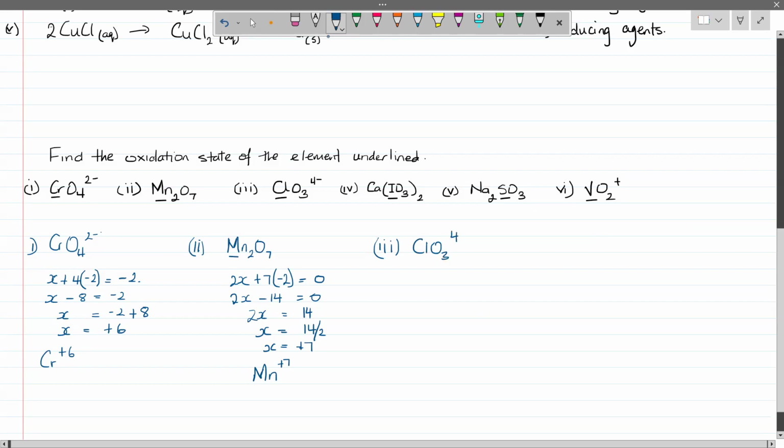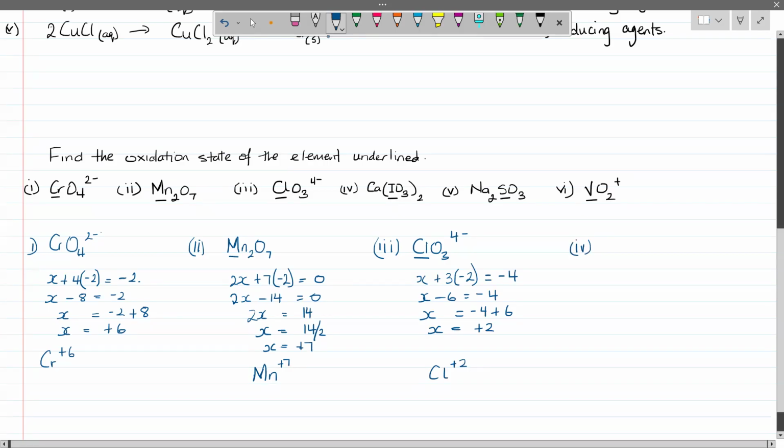ClO3 4 minus, and we're looking for the Cl. We represent this with an X. We know oxygen, there's 3 of them, and the oxidation number of oxygen is -2. Now, you see the charge here? So we put it equal to -4. So X, 3 by -2 gives us -6, minus 4. X is equal to -4 plus 6. So X will be +2. So chlorine here has an oxidation number of +2.